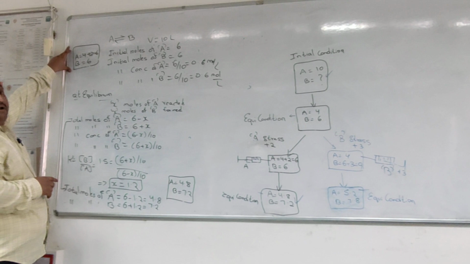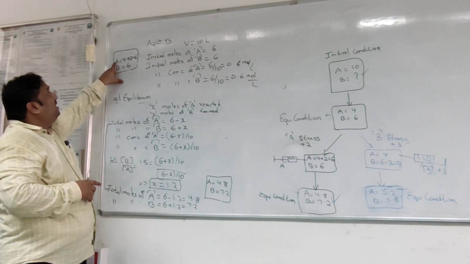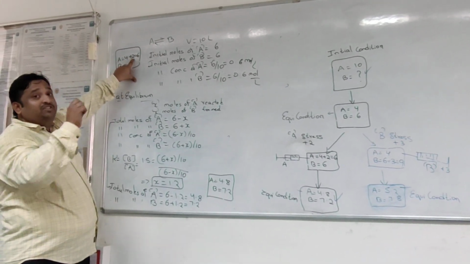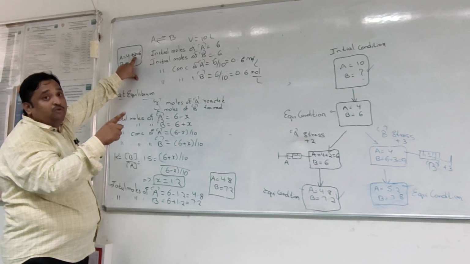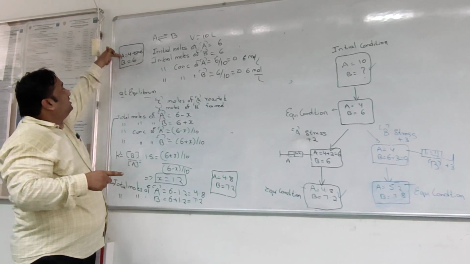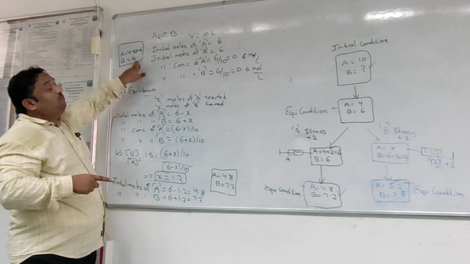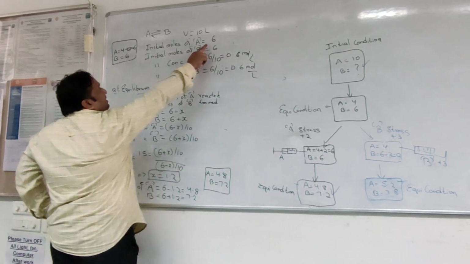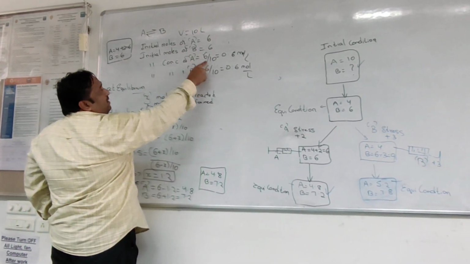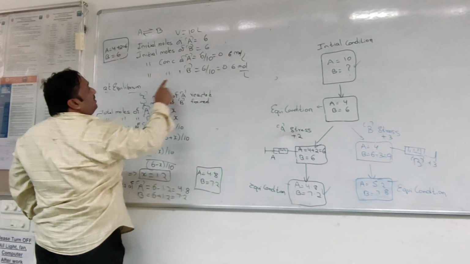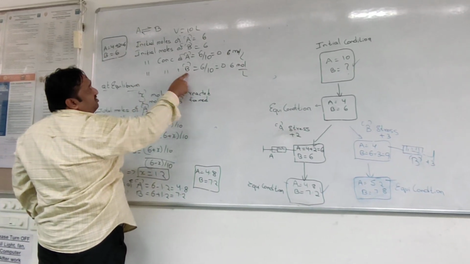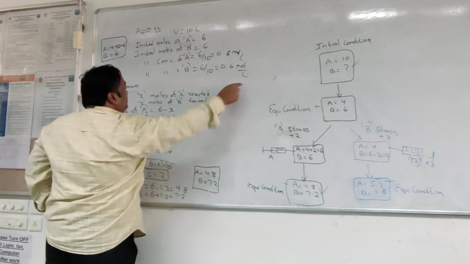Let us say this is our equilibrium condition. The disturbed condition is A, 4 plus 2. That means I have injected 2 more moles of A into the system. Now the initial moles of A is 6, and B is also 6. So that is why it's 6 and it's 6. The concentration is 6 by 10, which is 0.6 mole per liter. And here also the concentration of B is 6 by 10, which is 0.6 mole per liter.